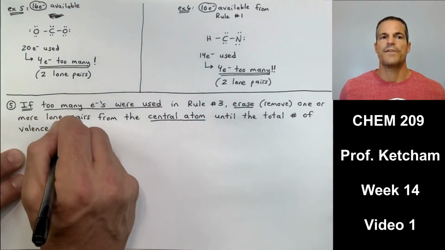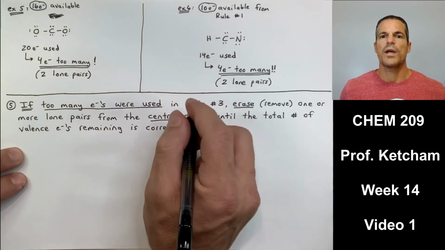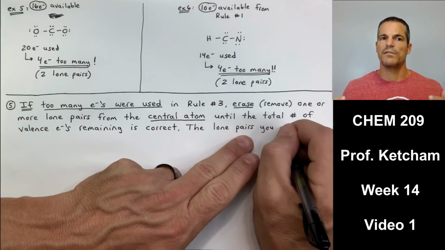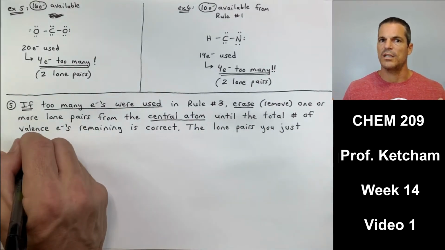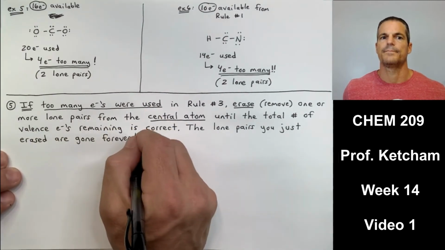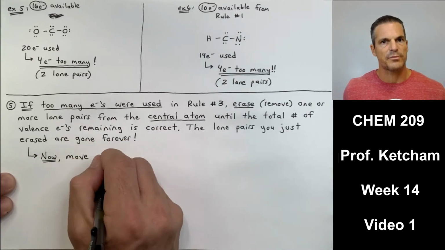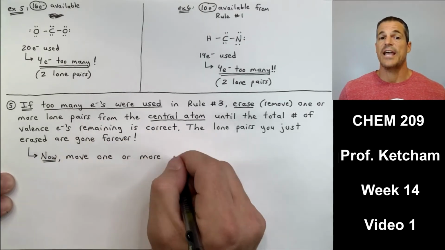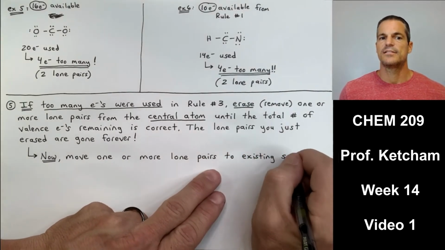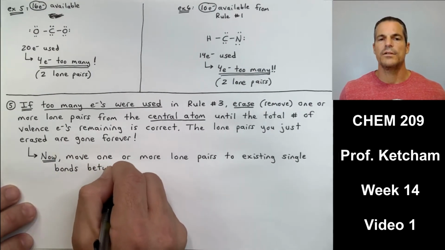Okay? So, 5. If too many electrons were used in rules number 3 and 4, erase or remove 1 or more lone pairs from the central atom until you get your total number of valence electrons remaining down to what you need for rule number 1. The lone pairs you just erased are gone forever. Ignore them. We will use other electrons to make double bonds, not the ones we just erased. So it says now move 1 or more lone pairs to existing single bonds to make double bonds or triple bonds. Now, why do you do this?